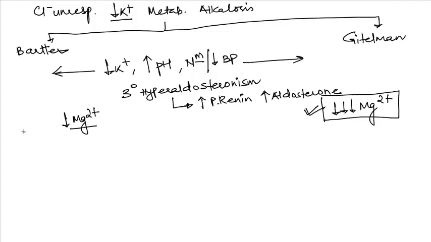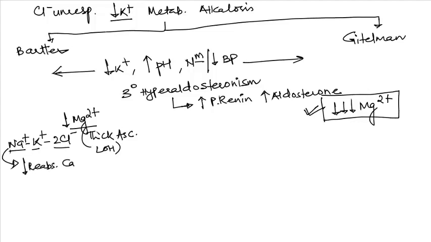Now, about the pathogenesis, Bartter syndrome occurs due to the mutation of the sodium potassium chloride cotransporter present in the thick ascending limb of the loop of Henle. Due to the impairment, there is increased loss of sodium, potassium and chloride in urine, as well as an impaired reabsorption of calcium. This causes increased loss of calcium in the urine, leading to hypercalciuria.